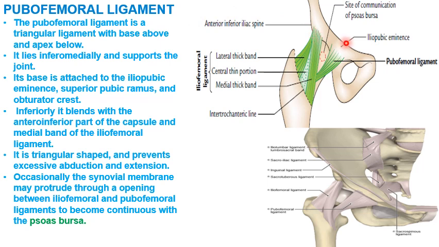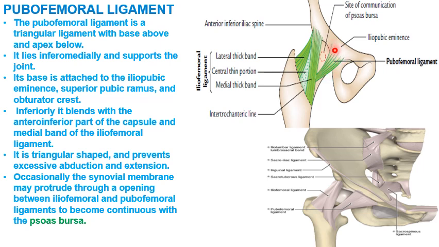Pubofemoral ligament. This is the pubofemoral ligament. The pubofemoral ligament is also a triangular shaped ligament with base above and apex below. So this is the pubofemoral ligament. It is present inferomedial to the hip joint and supports the joint inferiorly.